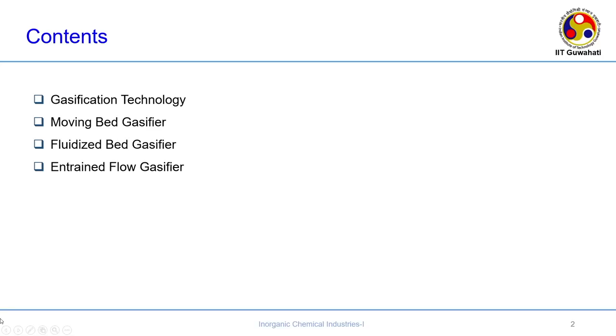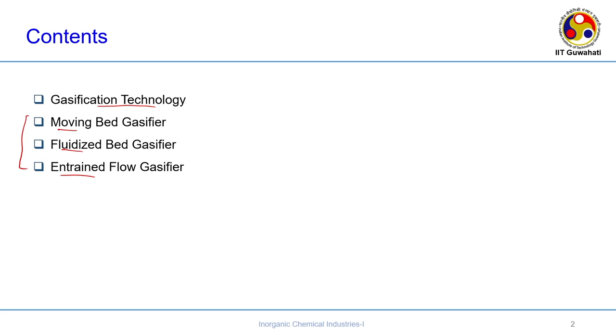So continuing with that, once the process is known, now to the technology part. Technology part means you have to design a gasifier. So today's lecture we will be focusing on the construction and design of the coal gasifier. We will briefly touch on gasification technology. Then primarily we will be discussing three different gasifiers: the moving bed gasifier, the fluidized bed gasifier, and the entrained flow gasifier. All these are gasifiers which are currently used in our industries.